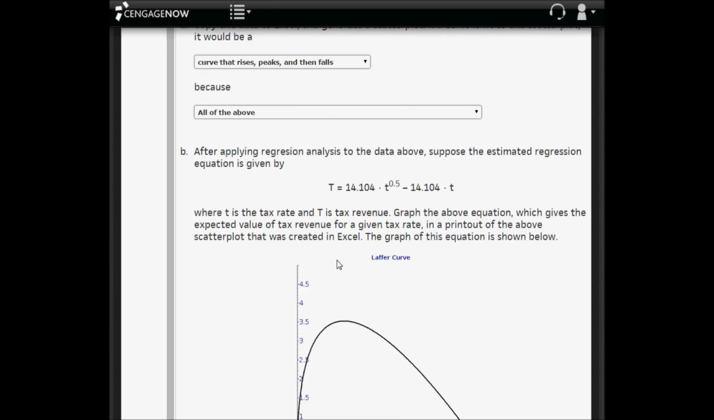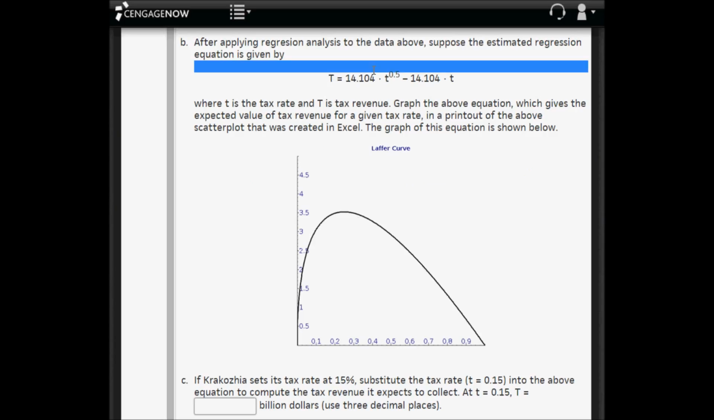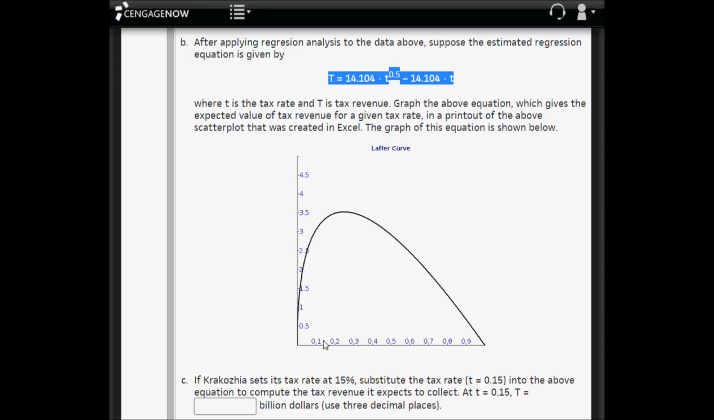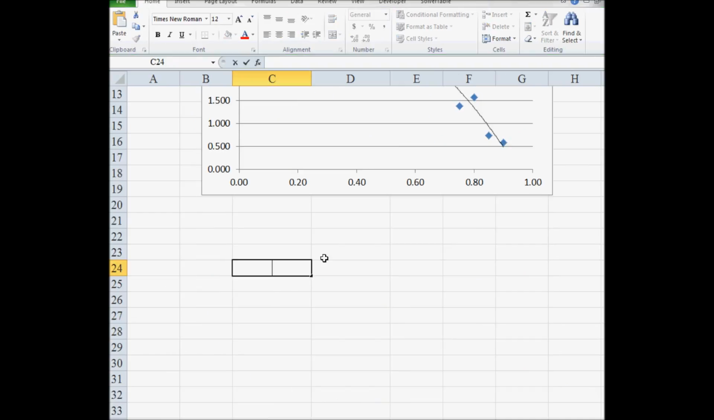Next, in part B, suppose you apply regression analysis to the above data. And suppose the estimated regression equation is given by the following, which is graphed down here. Little t is the tax rate, and capital T is the tax revenue. What we're going to do is use this equation here to answer questions here. So I'm going to scroll down and paste that equation into here.